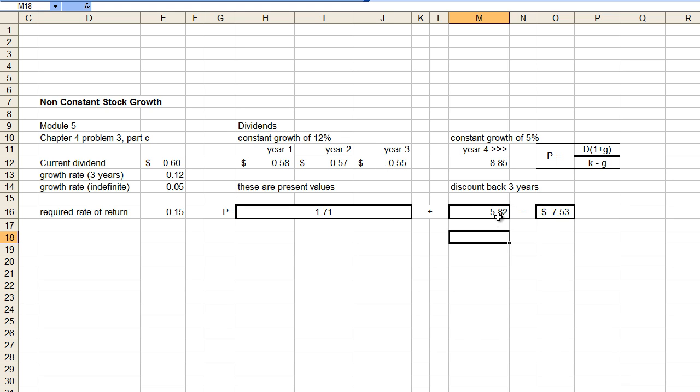This figure here is now a price of the stock as a present value because it's been discounted back 3 years. So if I sum this figure and this figure, I get $7.53, which is the present value of the stock now, looking into the future where the first 3 years growth rate of the dividend is 12% and 5% after that. So just recapping, the tricky part I think is when you use the constant dividend growth model formula. At this point you need to know exactly what the value of the dividend is, and that's the hard part. Well, it was for me anyway.